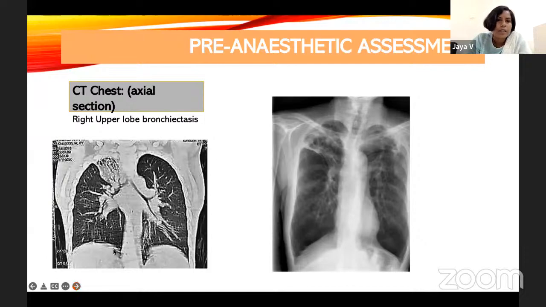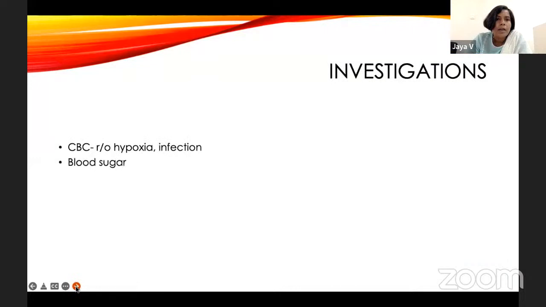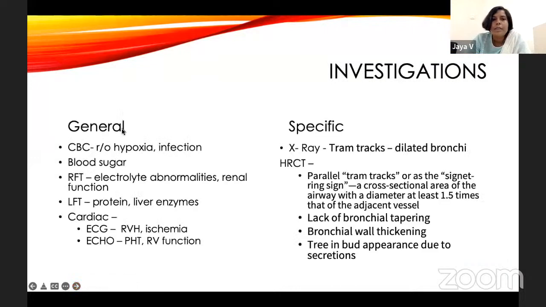Okay. This is the X-ray and CT of that patient. The CT shows right upper lobe bronchiectasis and the X-ray shows the tram track appearance. So for investigation, we look at the general investigations, and specifically we look for the X-ray and HRCT, as you already told.